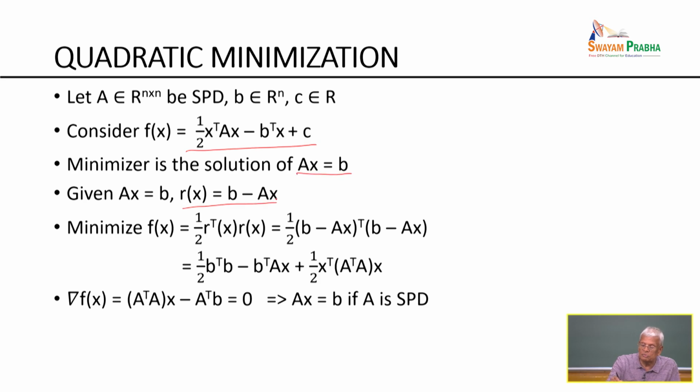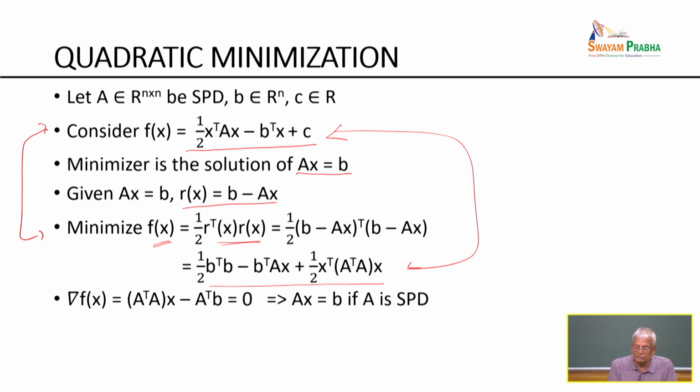The residual is b minus A x. I want to be able to minimize f of x equal to r transpose r, which is b minus A x transpose times b minus A x, and which is exactly the solution of this problem, in which case c is equal to 1/2 b transpose b. So, I am trying to express this function in terms of the residual, that is all. So, these two problems are intimately associated with each other.